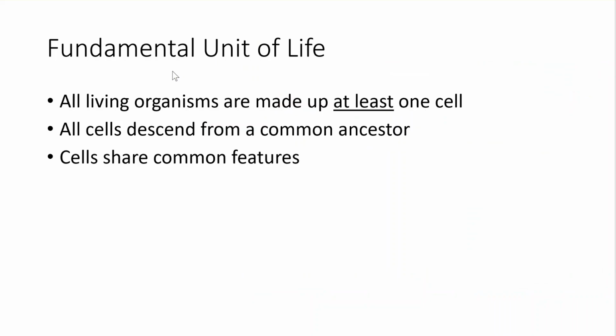So the fundamental unit of life states that all living organisms are made up of at least one cell, and that all cells descend from a common ancestor. What this means is that life on Earth started from a unicellular organism, and all the rest of life develops from these types of unicellular organisms. And cells share common features, which means all cells are going to contain things that are similar from one cell to another. And we're going to look at these common features that cells share. So please know these three fundamental units of life.